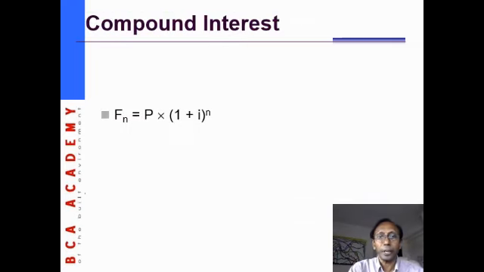Therefore, the generic equation for the compound interest can be written as P, the present value or the principal, times (1 plus I), where I is the interest, the whole to the power of n, where n is the number of years. So the future value after n number of years is equal to the present value times this factor, which is (1 plus I) to the power of n. I hope that is clear to you.